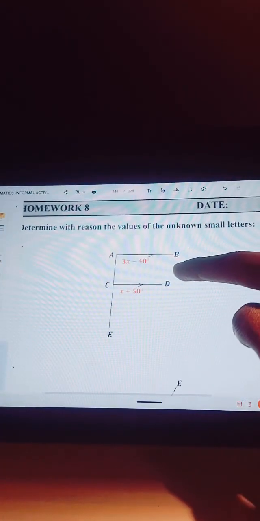Okay. Sure, you guys can do this. Let's see, here's one for you guys. With reasons, determine the values of the unknown small letters, the x values for each. Told AB is parallel to CD.